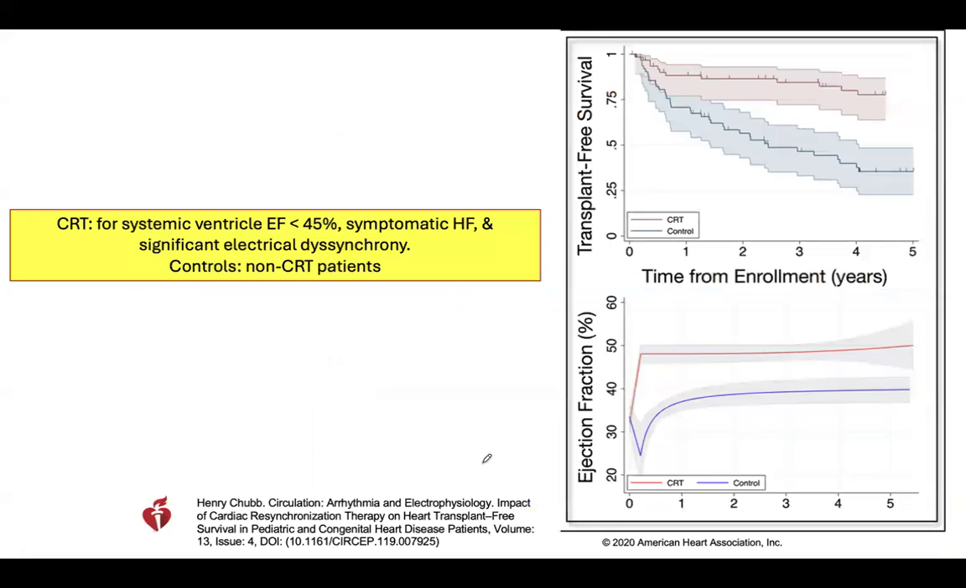Anyways, so in terms of data for CRT, because it has been around for more years, if you have a systemic ventricle with an ejection fraction less than 45%, or you have symptomatic heart failure, or there's significant electrical dyssynchrony on echo, there are definitely survival benefits and improvement in ejection fraction when you perform CRT for such patients. Okay, so there are clearly benefits from applying CRT to such patients.